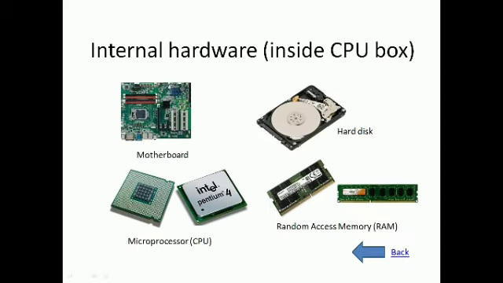Next is internal hardware. All the hardware components inside the CPU box are called internal hardware. Motherboard, microprocessor, hard disk, then memory, this random access memory. All these are hardware parts inside the CPU box, so we call it internal hardware.